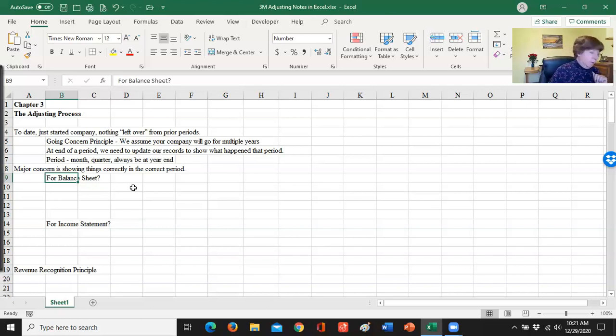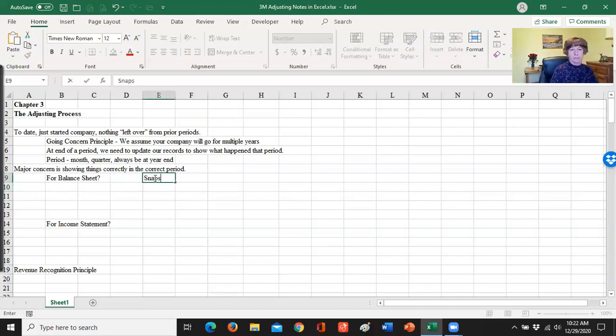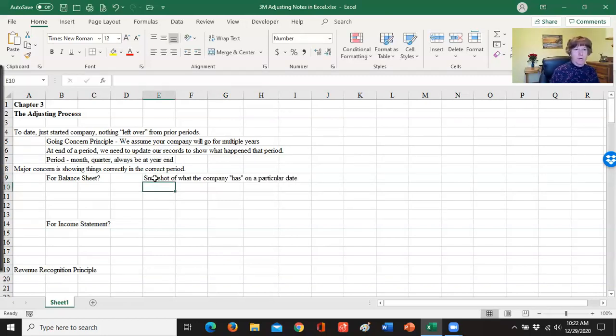The reason it's important is, again, the balance sheet is just a snapshot of what the company has on a particular date. So just like you take a snapshot of your family this past Christmas, when we look at it next Christmas, it's going to look very different. Our people will have grown, both up and out perhaps. You might have new additions to the family, all sorts of things will change. So that balance sheet is just what do you have on a particular date.